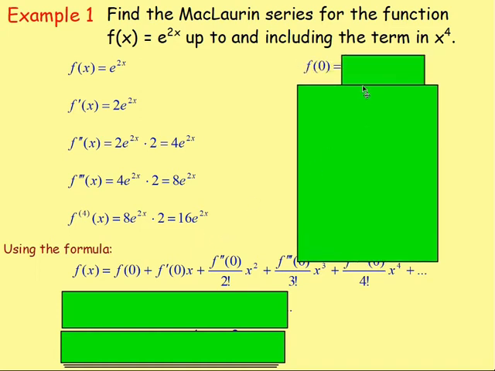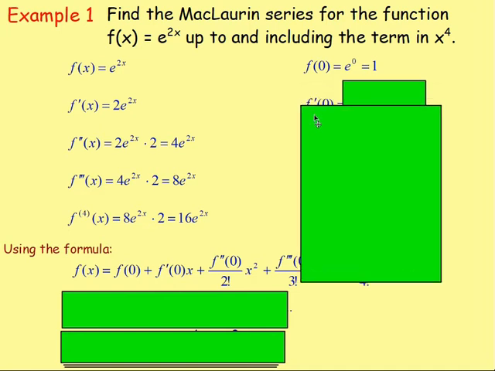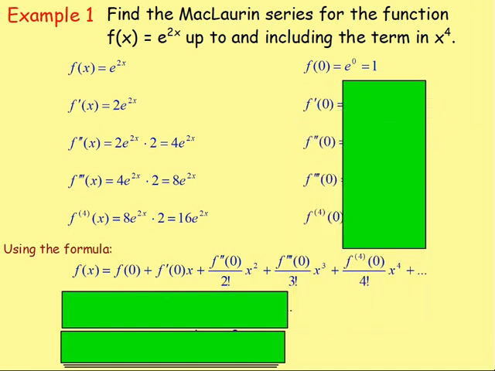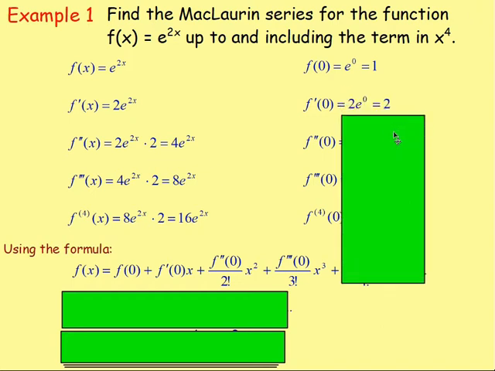So f of 0 is going to be e to the power of 2 times 0, so in other words, e to the power of 0. And anything to the power of 0 is just going to be 1. Work your way through this and work out f dash 0, f double dash 0, and so on. So f dash 0 is 2 times e to the power of 2 times 0, so it's still e to the power of 0, which is 1. So it's just 2 times 1, which is 2.